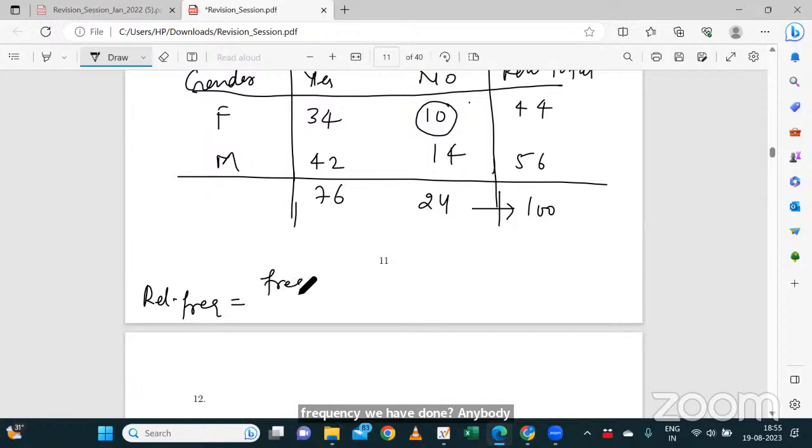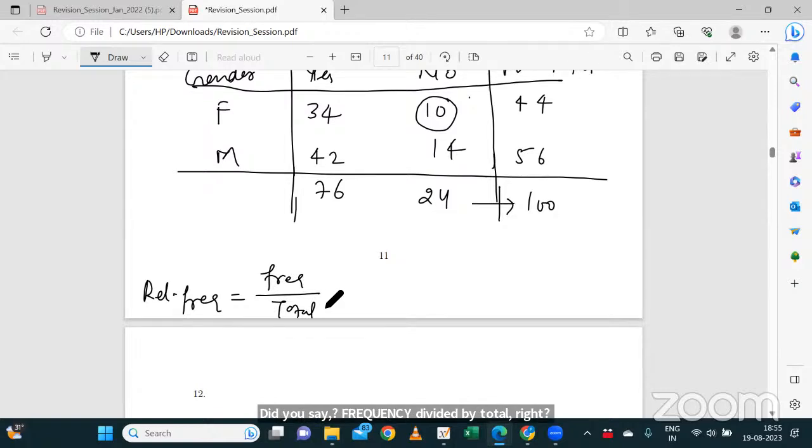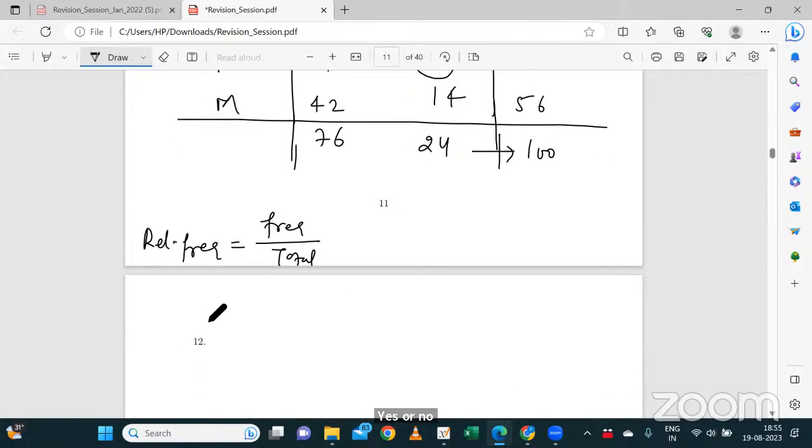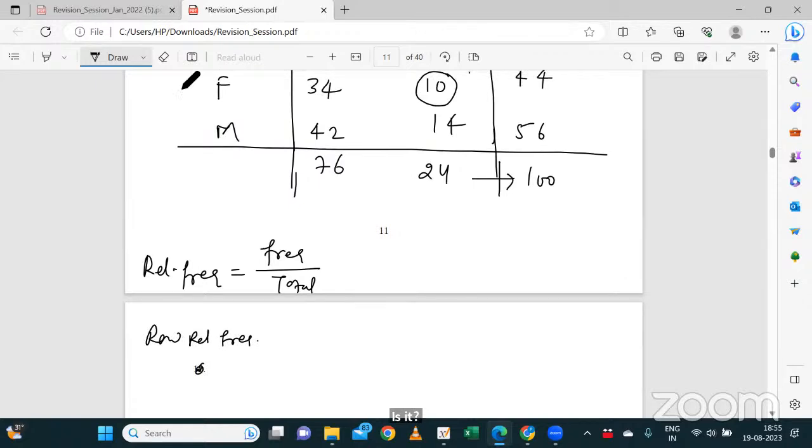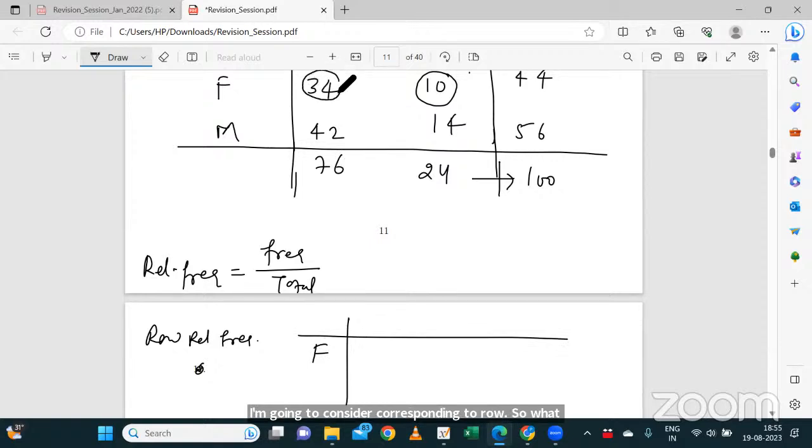Relative frequency was frequency divided by total, right? Total number of observations. Now, here I'm referring to row relative frequency, which is nothing but considering the frequency corresponding to the row. What is the frequency for this case? 34. And what is the row total? 44. So what will be the relative frequency for this? It will be 34 divided by 44.